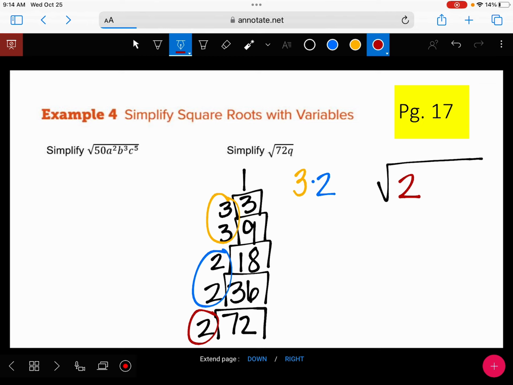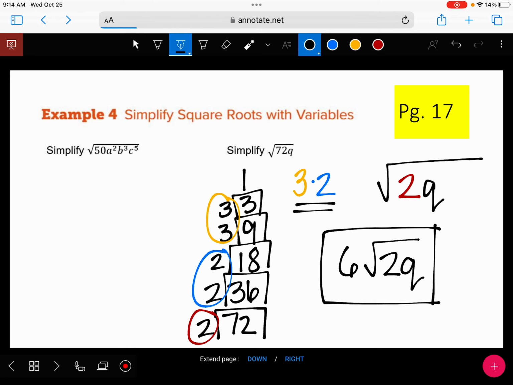All right, I only have 1 Q. So do I have enough to make a pair? If I only have 1 person, I can't make a pair. So that Q has to stay underneath the radical with the 2. You need at least 2 people to make a pair. So we have 3 times 2 on the outside, which would be a 6, and a 2 and a Q underneath. And that would be my final answer.